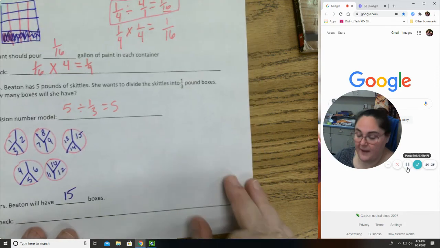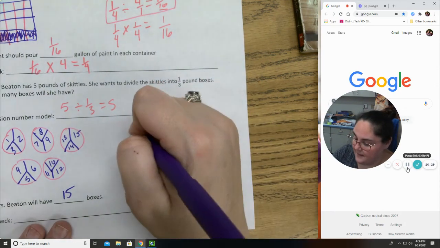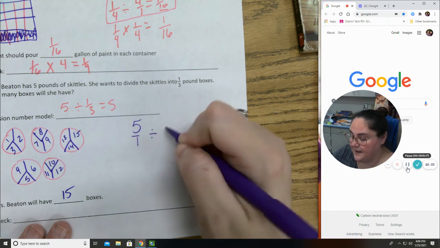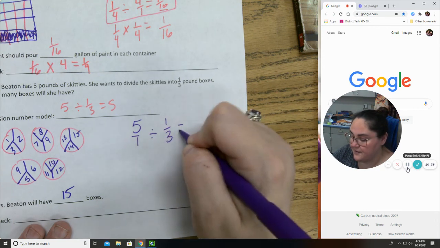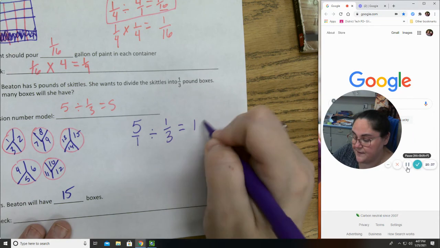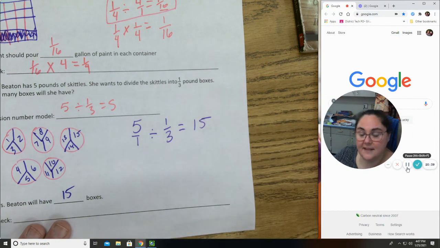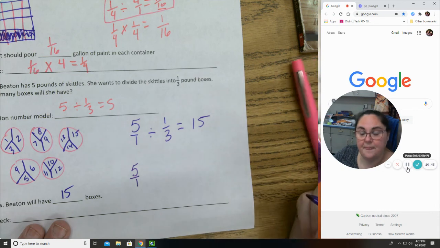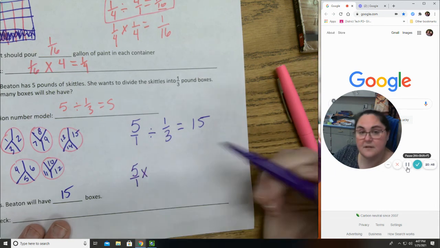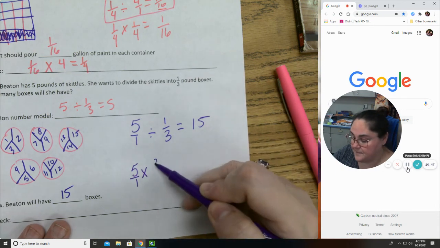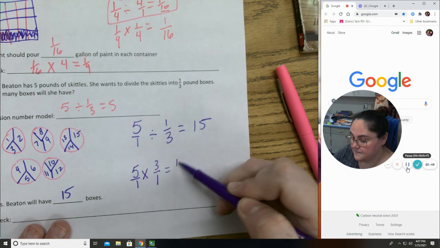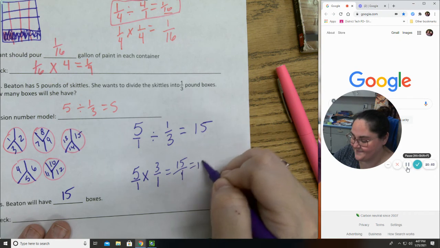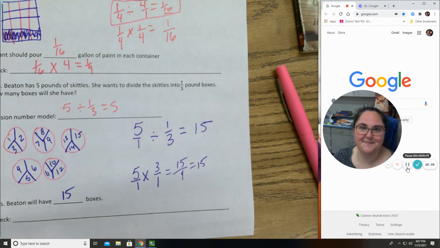Now let's do the math way. 5 divided by 1/3, and we said our answer is 15, right? Let's double check. Keep, change, flip. Done.